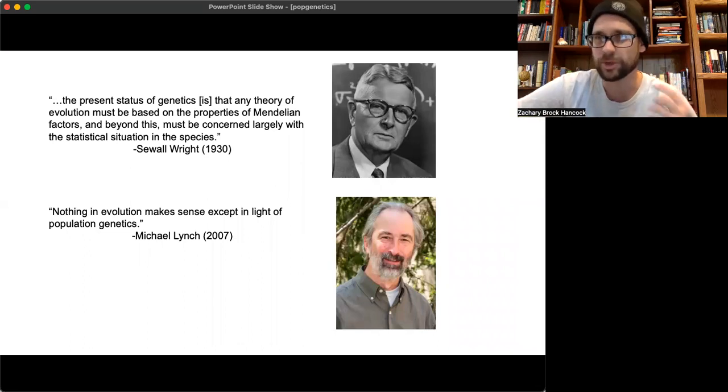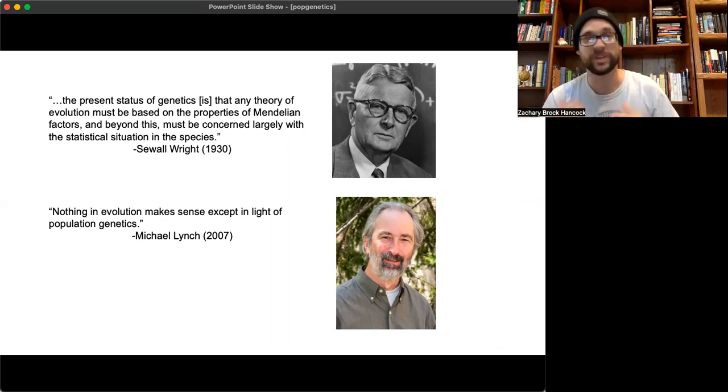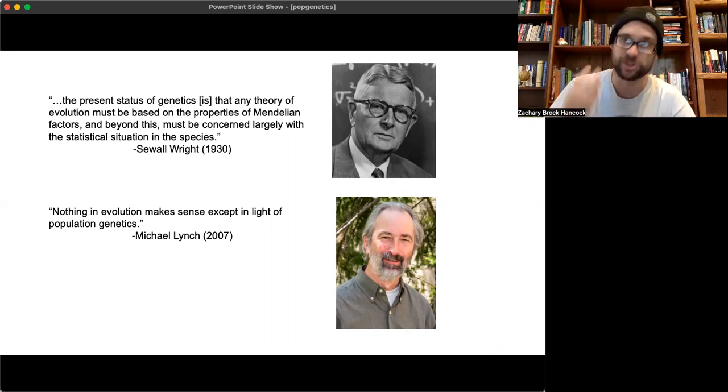And this kind of gets at the root of what evolution is. What's the purpose of evolution? How do we apply it in a theoretical framework? And I think today, even almost 100 years later, we still follow Sewell Wright's advice here, and that evolution is largely concerned with the statistical situation within the species.